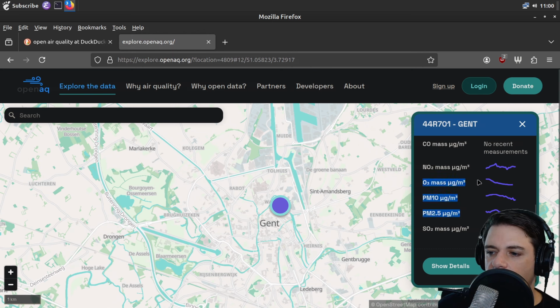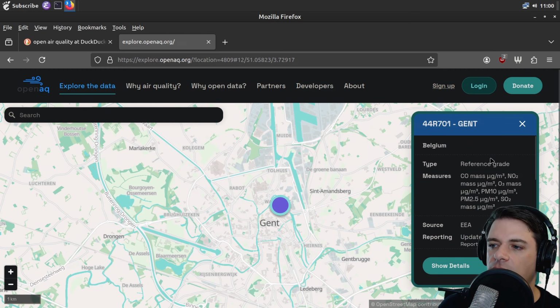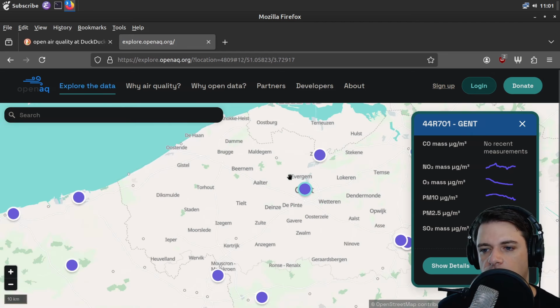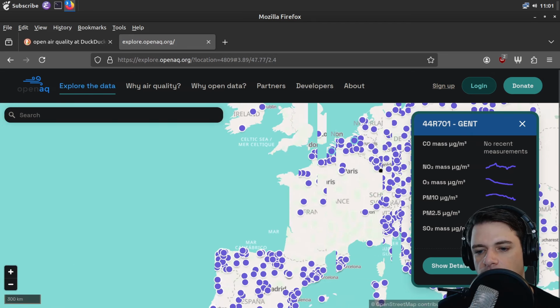And it is reporting a bunch of stuff, including NO2, CO. This is what, micrograms per cubic meter. And there are no recent measurements for some of these, I guess. And they give us the trend line. The trend line is cool. Seems like O3 is descending, as are many of the things. So where are things maybe not descending? How about the American South?